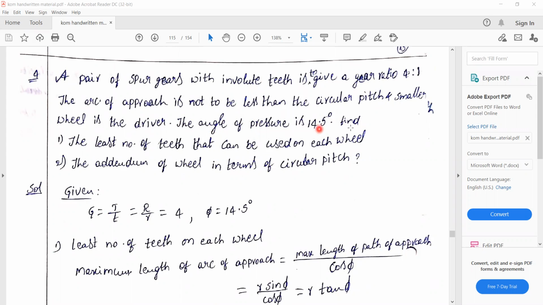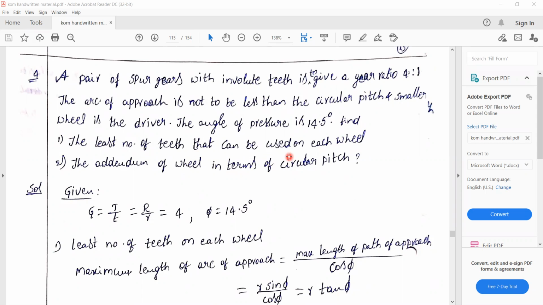The pressure angle is 14.5 degrees. Find the least number of teeth that can be used on each wheel. And second, the addendum of the wheel in terms of circular pitch.